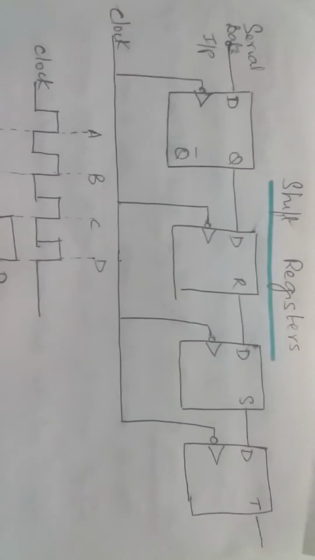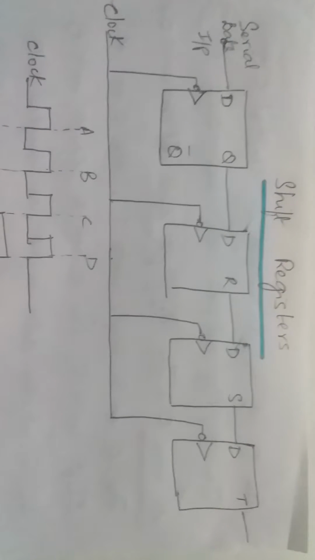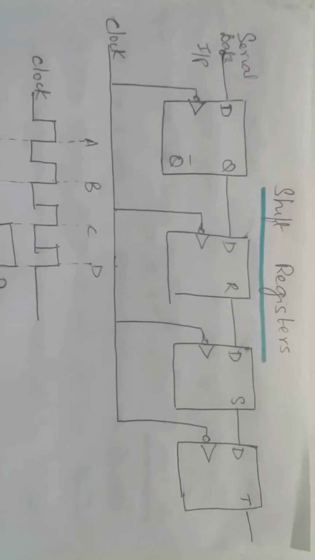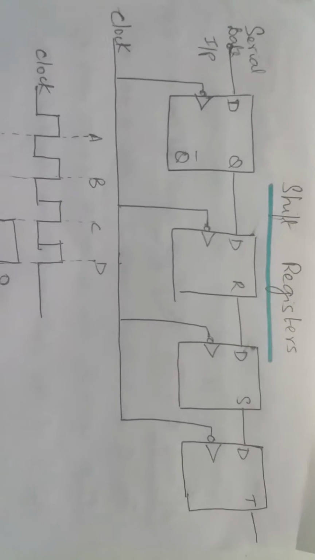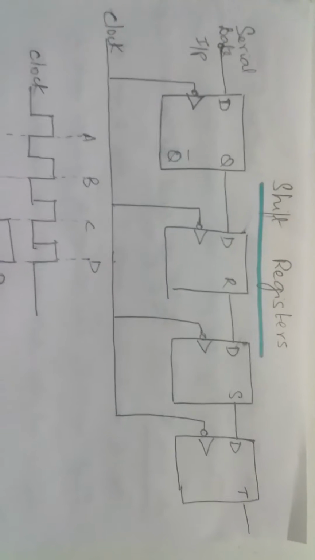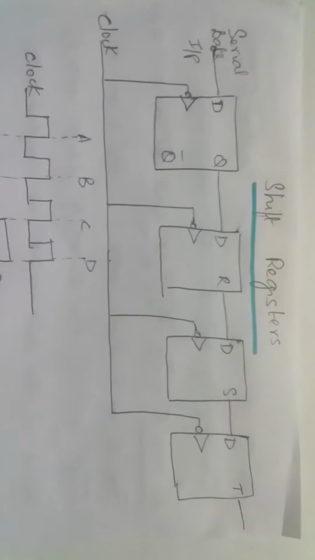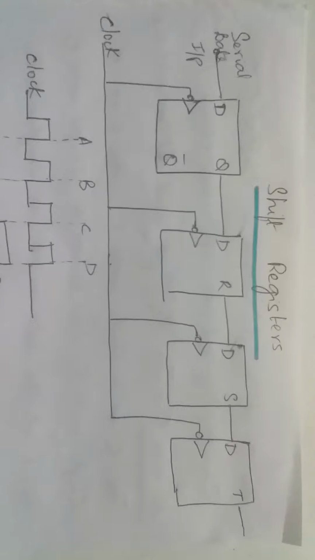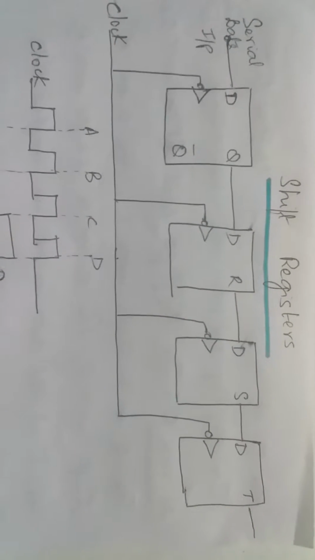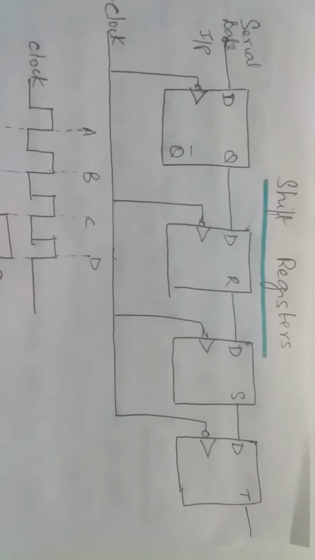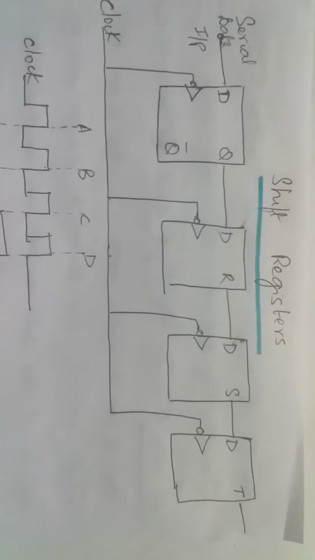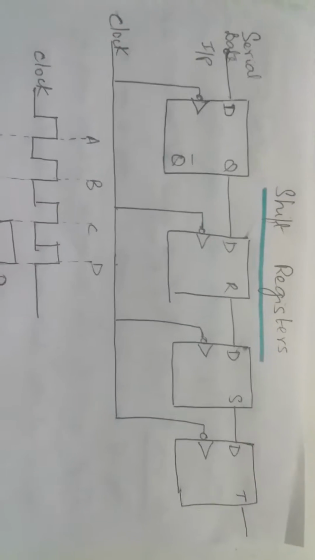In this session, let's have a look at shift registers. The shift registers use sequential logic circuits, that is flip-flops, as the basic element. Here, each bit is shifted from one flip-flop to the other. And there are 4 different types of shift registers: serial in, parallel out; serial in, serial out; parallel in, parallel out; parallel in, serial out.